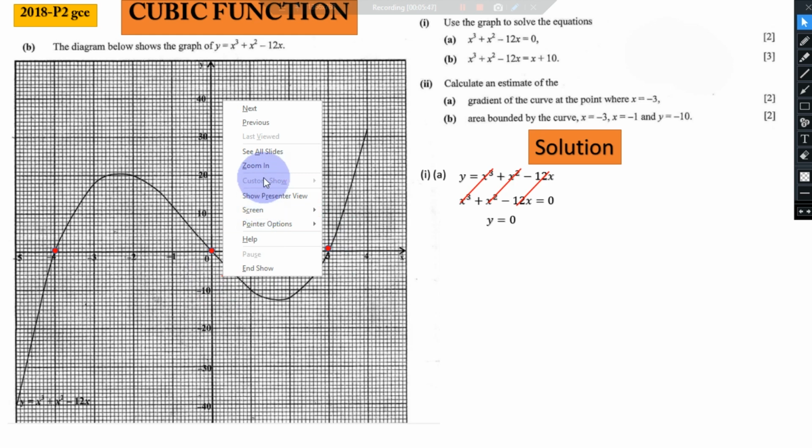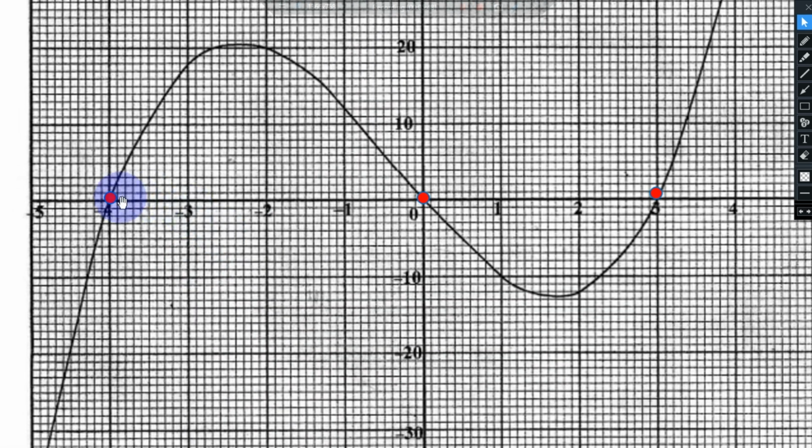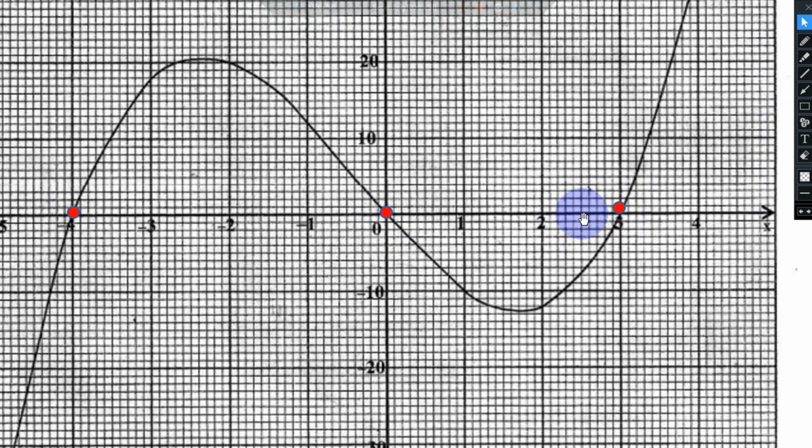So in this case, as you can see, let me just zoom in a bit. So as you can see, this is a point of intersection here also, and also here. So those are the points of intersection, and we are going to pick answers. So from here, where your line is intersecting with the curve, you only pick the x value.